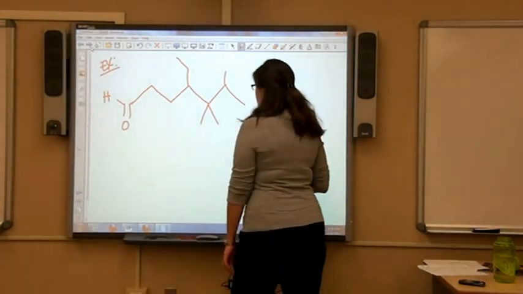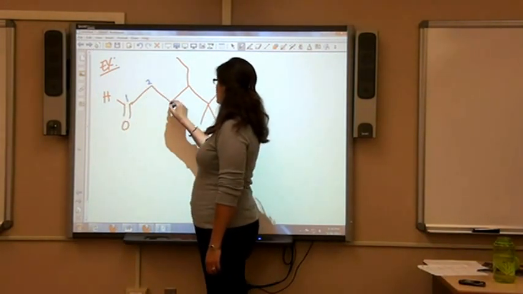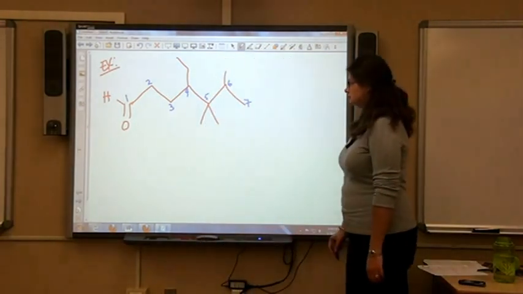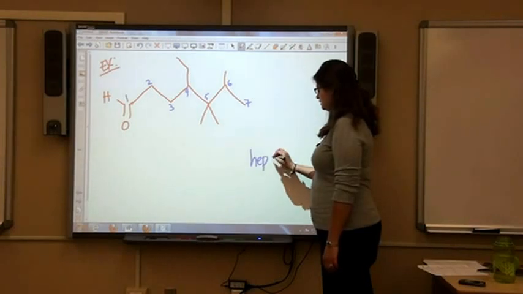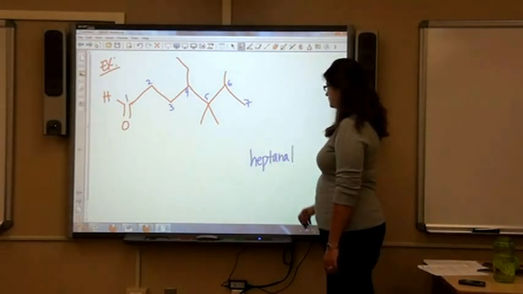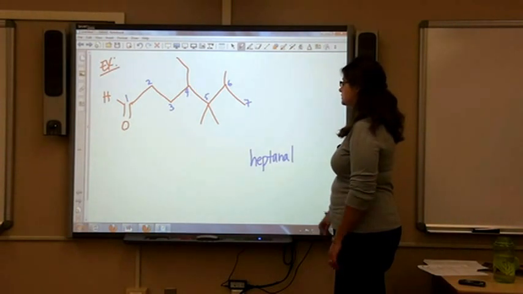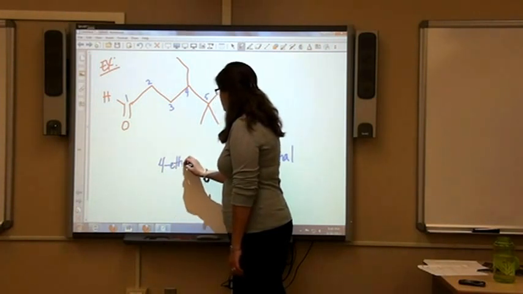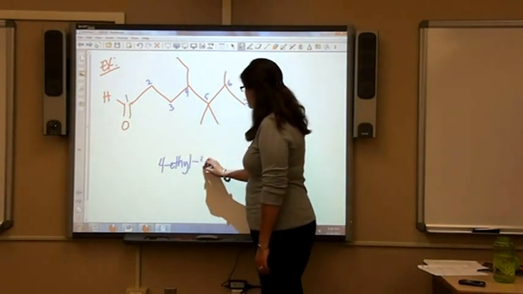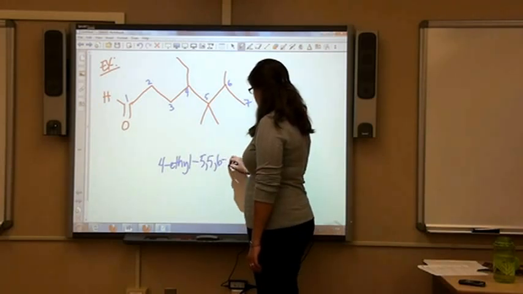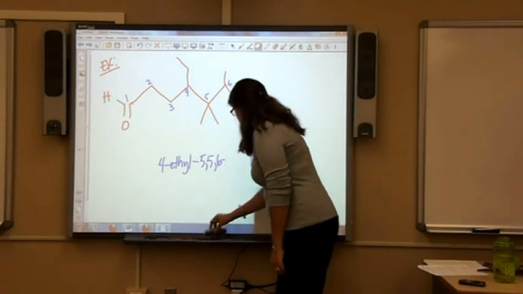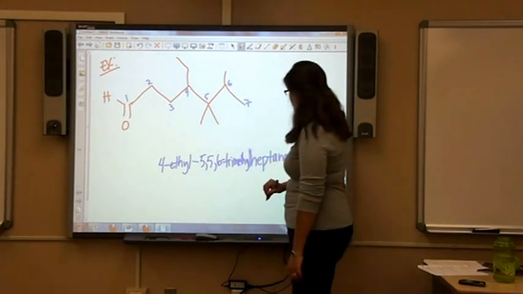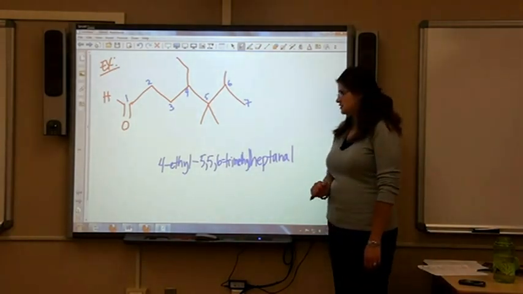Here's another example. This is a little bit trickier. Always start with identifying your longest carbon chain. We have 7. That's heptanal. And then now put in your substituents. We have 4 different substituents. We'll start out with 4-ethyl. Then we have 5, 5, 6, trimethyl. Oh, I made it. 4-ethyl-5,5,6-trimethylheptanal.